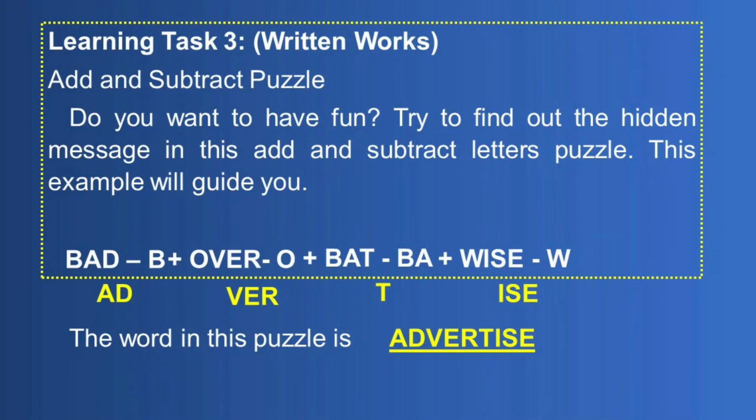Bud minus B is equals to ud. Plus over minus O is equals to ver. Plus bat minus ba plus t. Plus wise minus w is ise. So the word in this puzzle is advertise. Did you understand the given example? Get a pen and paper to answer the activity.